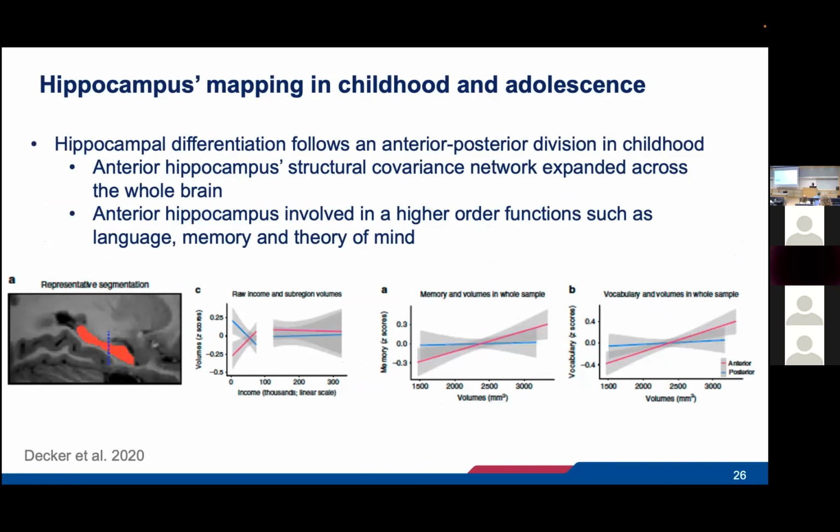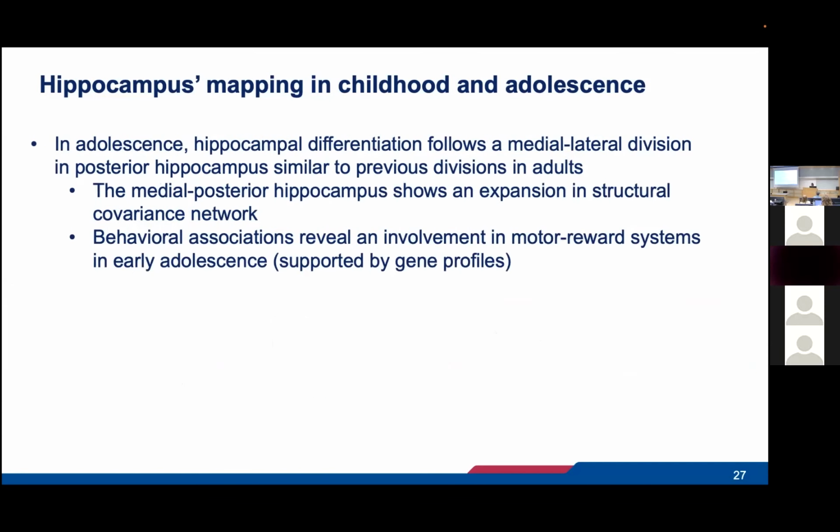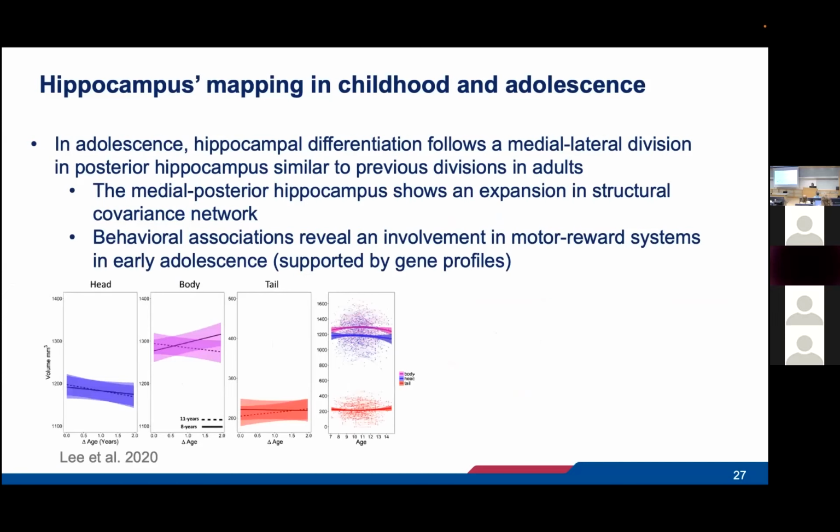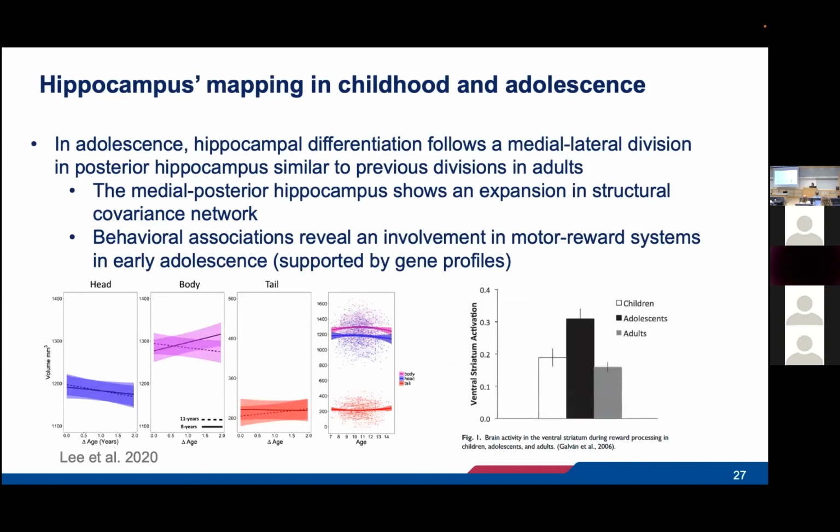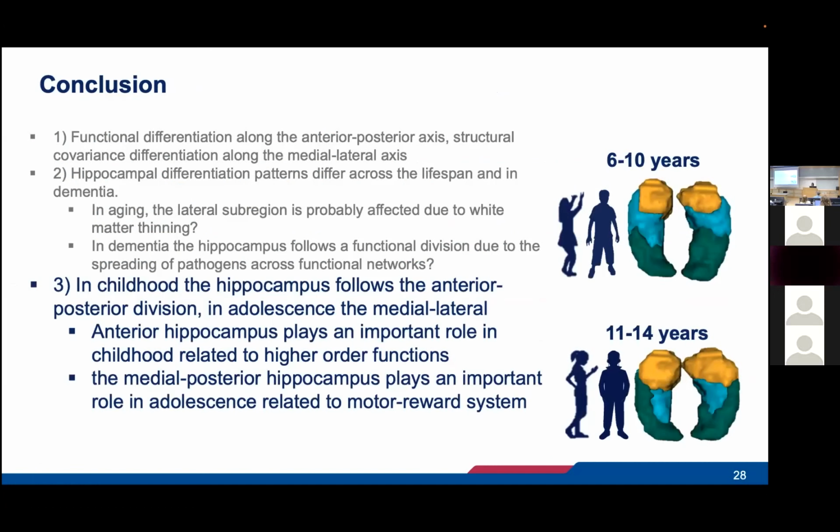The anterior hippocampus is very important in late childhood, which is also in line with a recent study showing that it is associated with memory and language. And the posterior hippocampus, especially the body part, seems to come to the forefront in adolescence and seems to be related to the motor reward system, which is also very nicely aligned with previous studies. What we learn here is that in late childhood, the anterior hippocampus seems to play a major role, whereas in adolescence, the more posterior hippocampus, especially the medial part, seems to pop up.